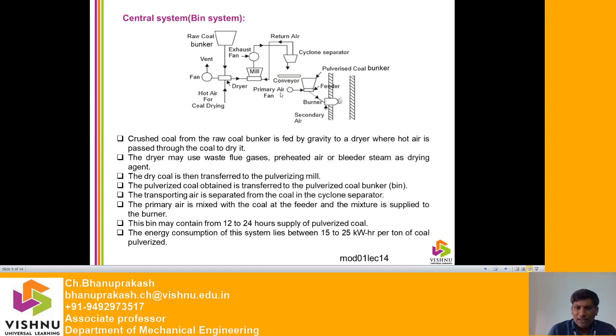See here, primary air is mixed with the coal at the feeder. This is the feeder. Here we are supplying primary air and mixing it. The mixture is supplied to the burner. In the burner, we are supplying secondary air for complete combustion of the entire fuel. The energy consumption of this system lies between 15 to 25 kilowatt hours per ton of coal pulverized. So, this is the working of the central system or bin system.